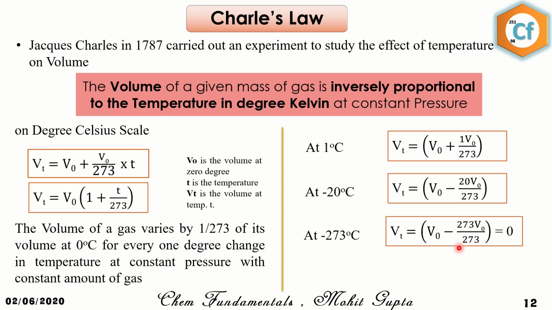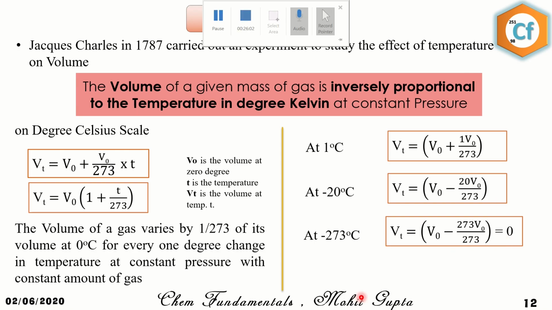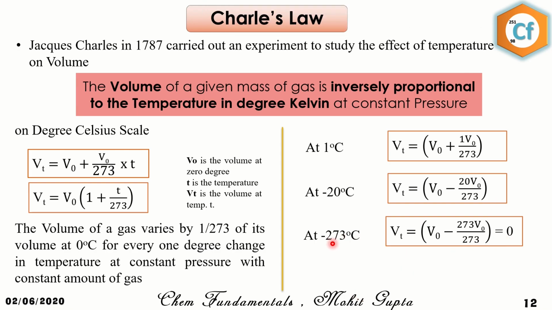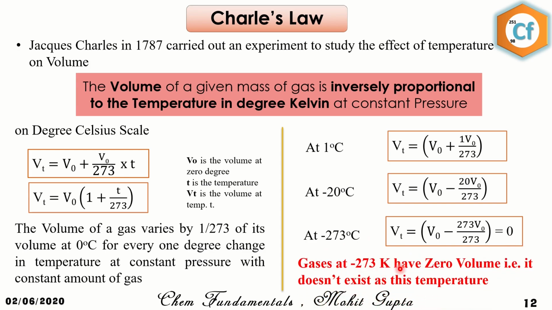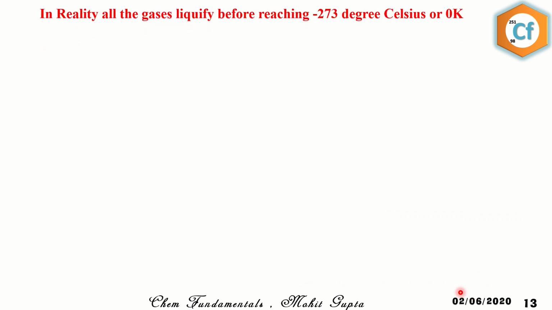In this case, 273 will be cancelled out by 273, and what I get is V naught minus V naught, which is equal to 0. Hence, the volume of gas at minus 273 is equal to 0, which suggests gases at minus 273 degrees Celsius have zero volume, that is, they don't exist at this temperature. In reality, all the gases liquefy before reaching minus 273 degrees Celsius or 0 Kelvin. It is important to note here that minus 273 degrees Celsius or 0 Kelvin is a hypothetical temperature, extremely difficult to achieve.